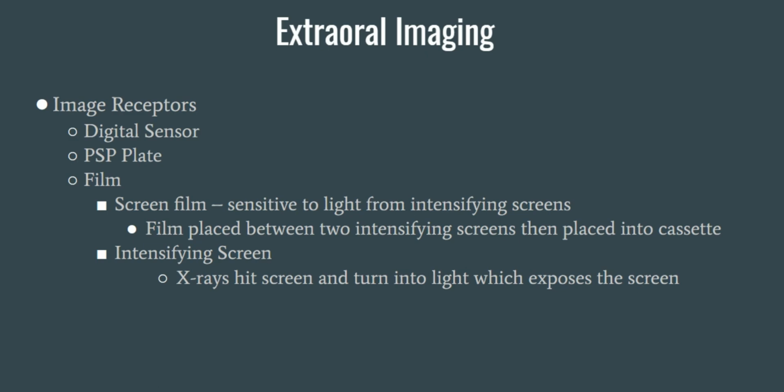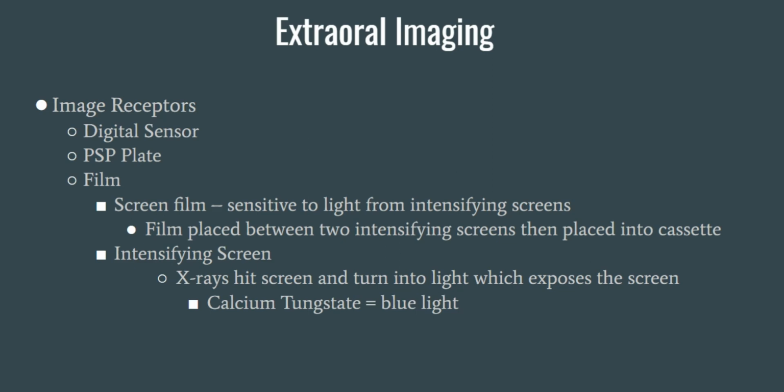So when the X-ray hits the intensifying screen, a small part of it is absorbed, and then a portion of it is converted into light. The light exposes the film. And we work with two different kinds of intensifying screens. The first one is a calcium tungstate, and the calcium tungstate screen is going to emit blue light. This also means that it is blue light sensitive when you are using blue screen film. And the second type is rare earth screen, and they are sensitive to green lights.